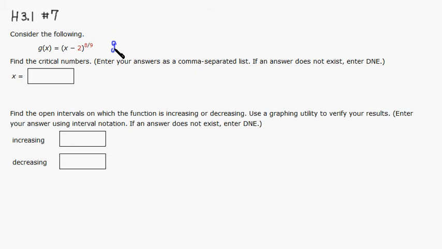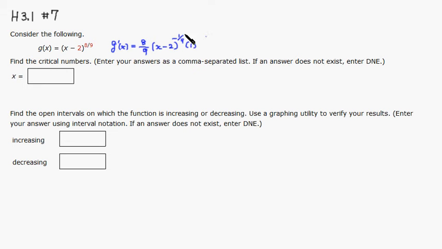So g prime of x is going to be equal to, general power rule, 8/9 in front. Then you have the same quantity, x minus 2. Then subtract 1 from the power, so it's going to be negative 1/9 power. Then multiply by the derivative of the inside, which is 1. I don't really have to write it, but I'll write it anyway.